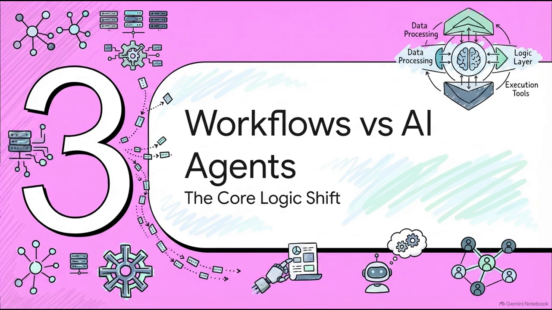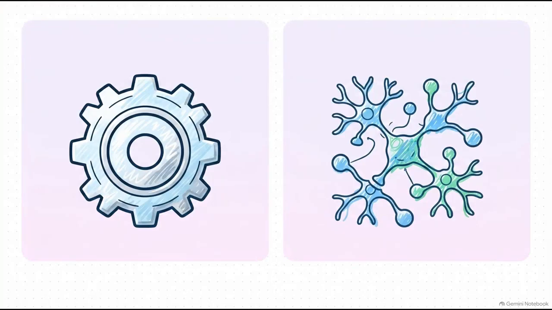Okay, section 3, workflows versus AI agents. Here is the core logic shift you need to grasp. As you increase the autonomous decision-making power of your app, you inherently decrease its strict predictability. On one side of the spectrum, we have traditional workflows. These are built entirely on deterministic, hard-coded if X, then Y statements. They're highly predictable, sure, but they have zero agency.